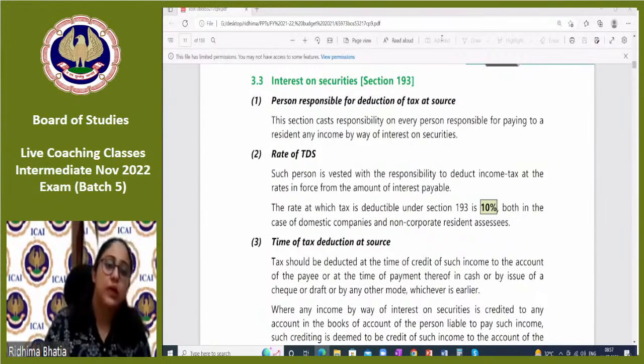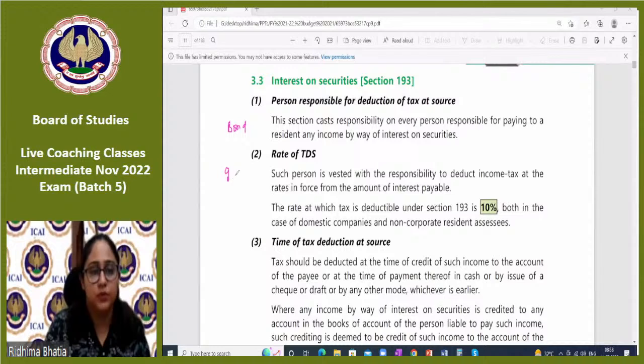What is interest on securities? आपने securities खरीदा, आपने कोई government securities खरीदा, say suppose bonds, उस पे you get interest. Who is paying you the interest? The government, right? The government is paying you the interest. So on this interest, they will deduct the TDS.